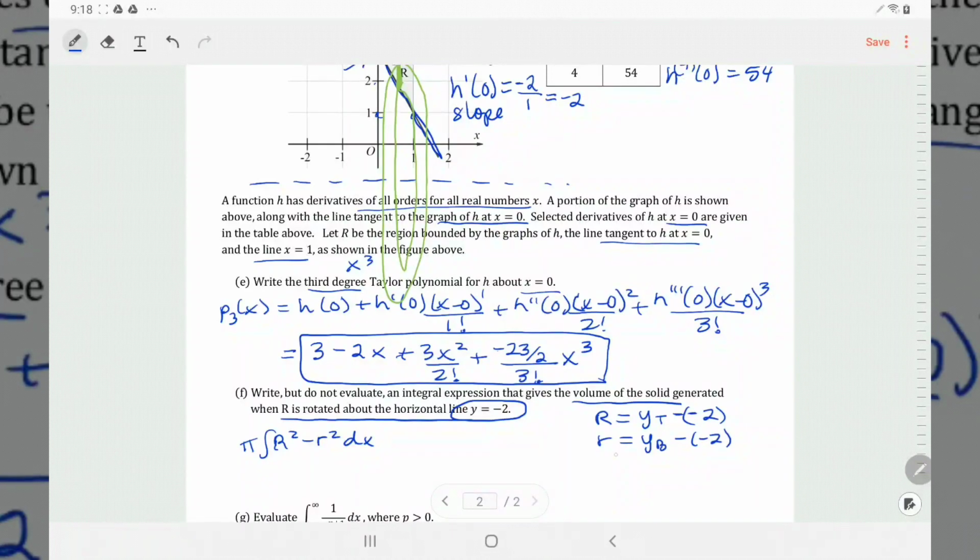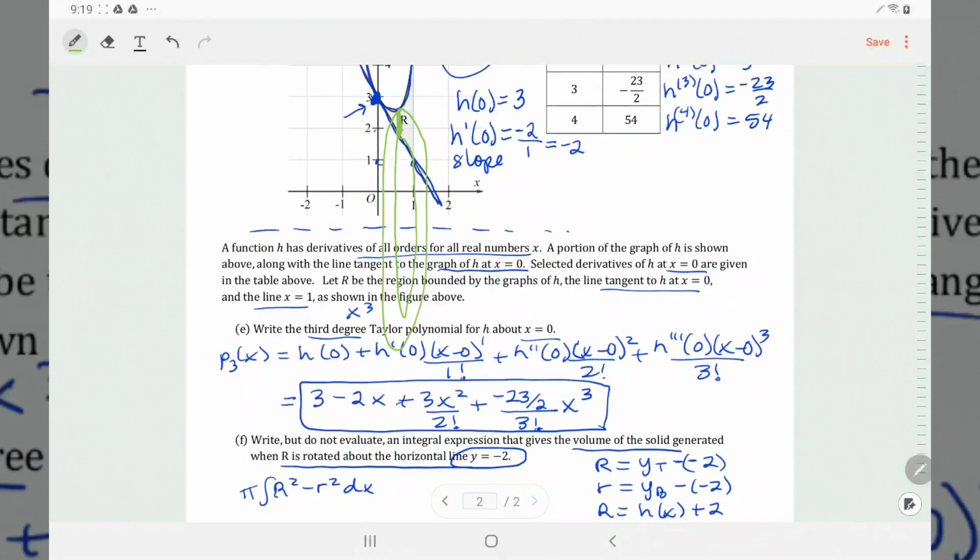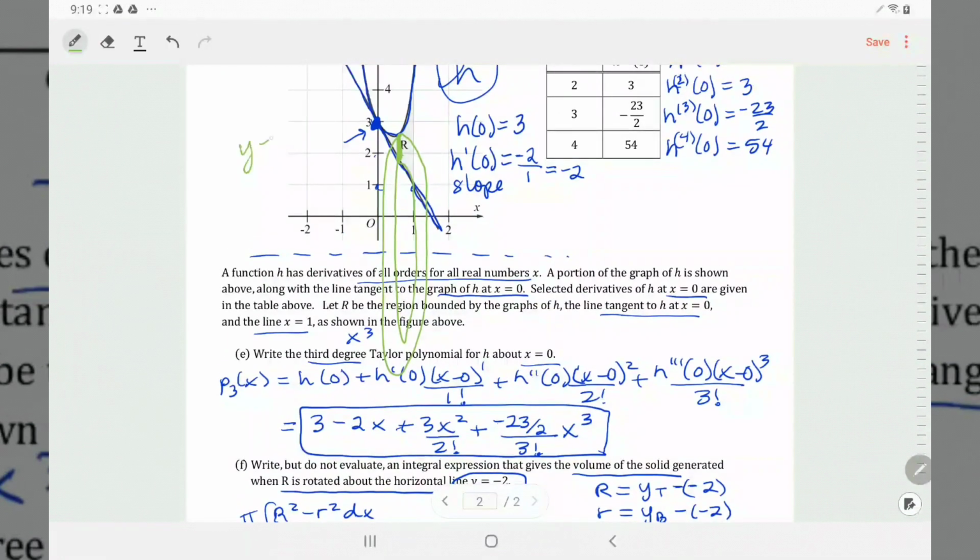So this is y equals mx plus b. So y would be down 2, right 1, negative 2x plus b, which is 3. So negative 2x plus 3. It says write an expression but do not evaluate. I also need to know my bounds. So 0 is my x bound to 1 because I'm using dx's.